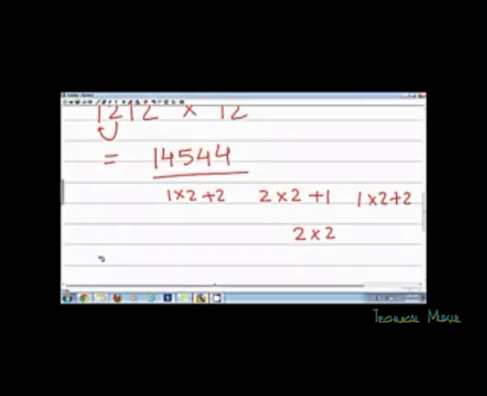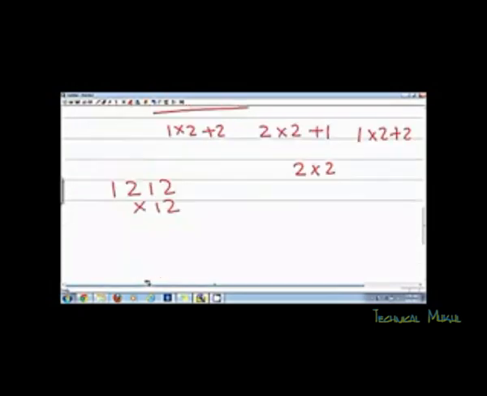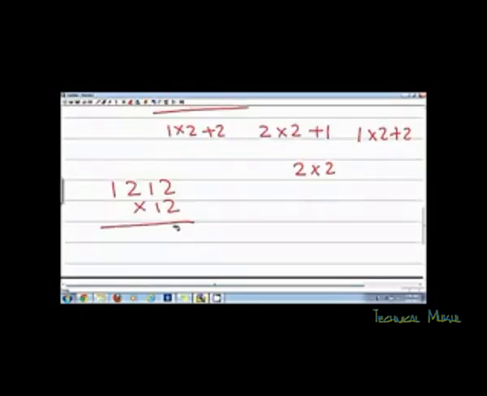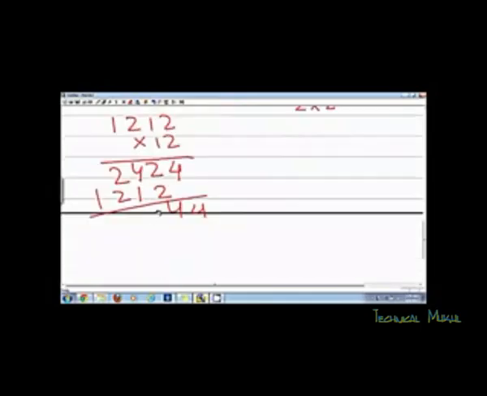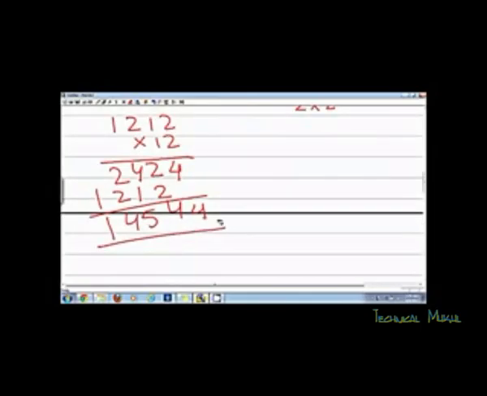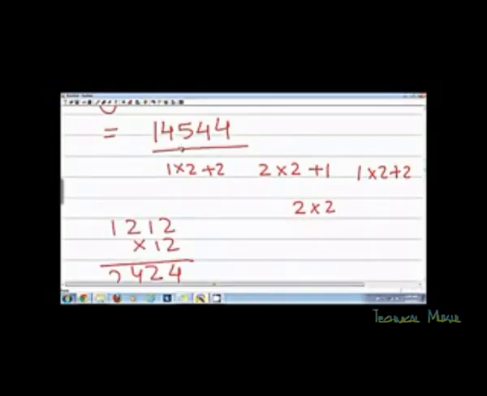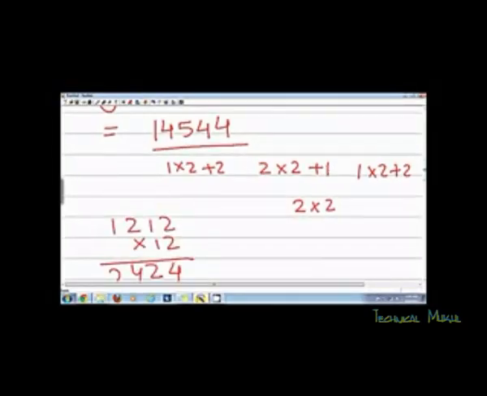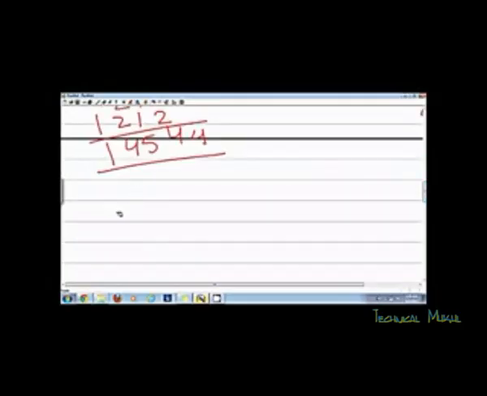I'll say 1212 times 12, and that will be equal to 4242, and then 2121. So the addition is 14544, and that is what I think I got as my answer. So 14544 is the answer. So that trick works, and this way you can multiply a number quickly by 12.